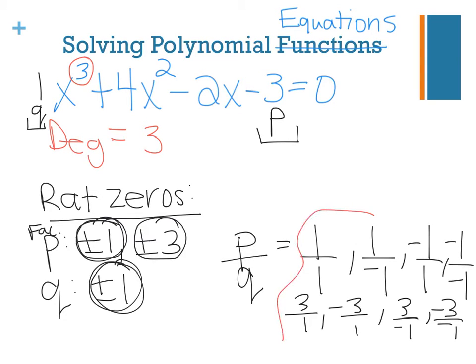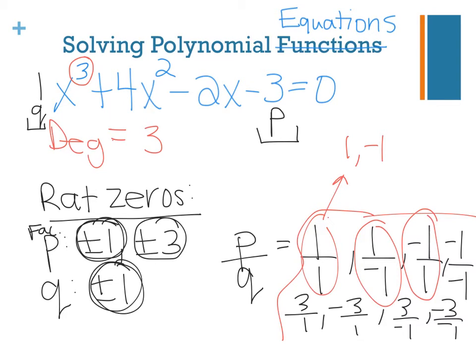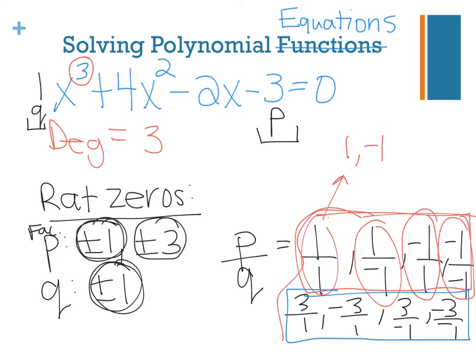If I look at these right here, 1 divided by 1 really is just positive 1. 1 divided by negative 1 is negative 1. Negative 1 divided by positive 1 is also negative 1. And negative 1 divided by negative 1 is just positive 1. So all 4 of these end up just giving me either positive 1 or negative 1. And on the bottom here, if I divide all these numbers, I end up just getting either a positive 3 or a negative 3. So those are the possible rational zeros of this polynomial equation.